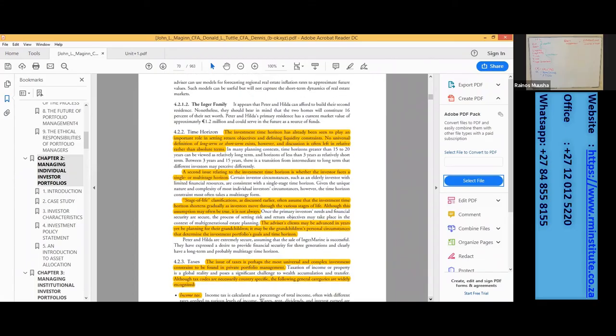The next issue that needs to be addressed is the time horizon. They say the investment time horizon has already been seen to play an important role in setting return objectives and defining liquidity constraints. No universal definition of long-term or short-term exists. However, discussion is often left in relative rather than absolute terms. And secondly, a second issue relating to the investment time horizon is whether the investor faces a single stage or multi-stage horizon.